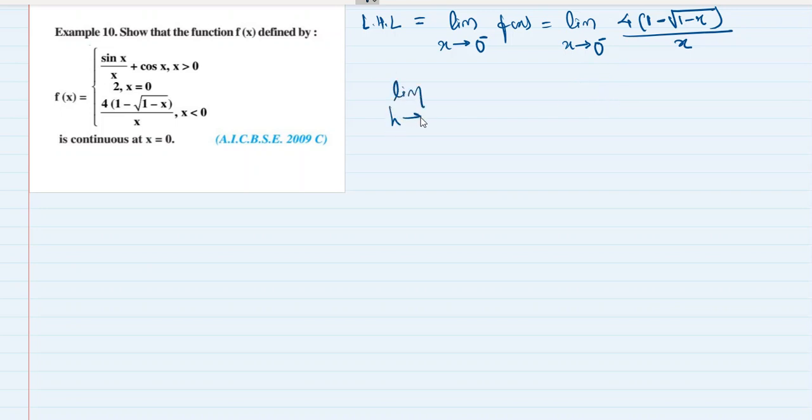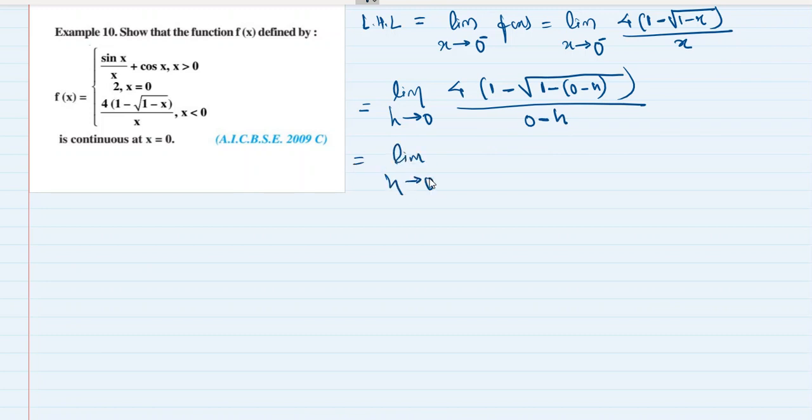So limit h tends to 0 of 4 bracket 1 minus under root of, wherever there is x, I'm going to write 0 minus h, minus bracket 0 minus h bracket close the whole upon x. In the place of x, I'm going to write 0 minus h. Okay, let's see what it becomes.